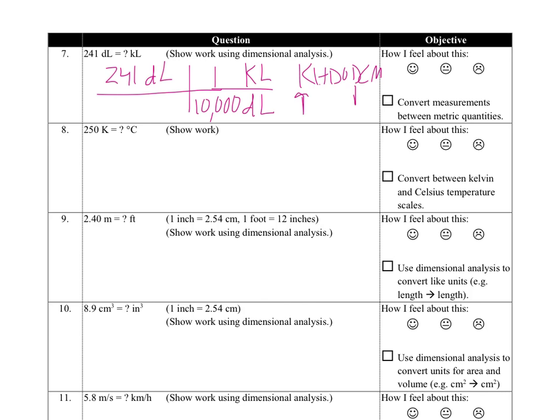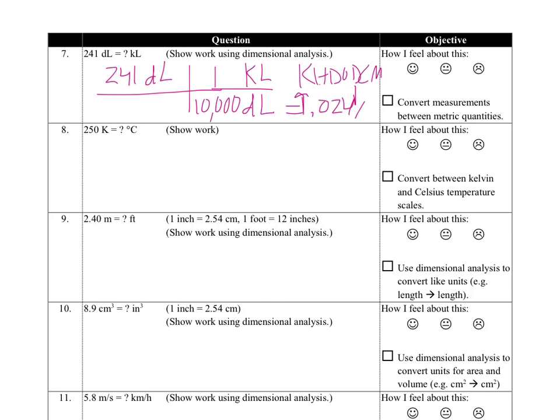So my answer is going to be, where can I put that? Equals, what's it? 1, 2, 3, 4. So 0.0241. Okay.